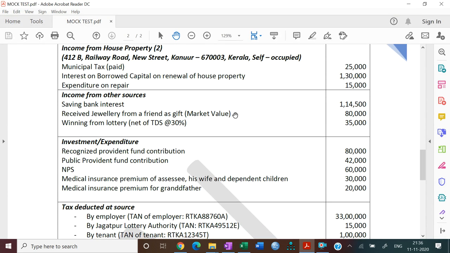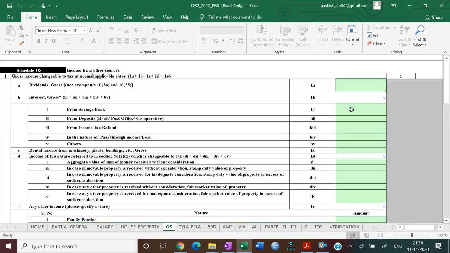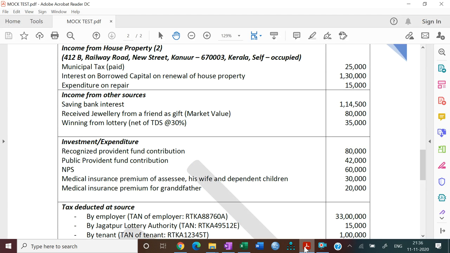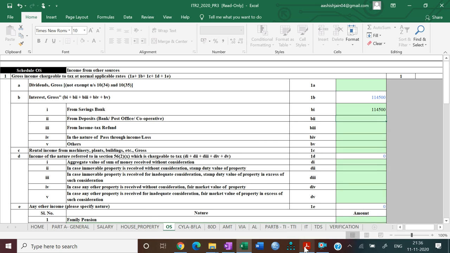Now the first one is savings bank interest, amounting to rupees 1,14,500. Next, received jewelry as a gift from a friend. So we will put here, in case of other property received without consideration, the fair market value of the property will be amounting to rupees 80,000.